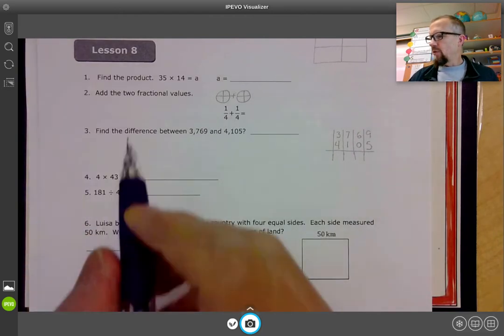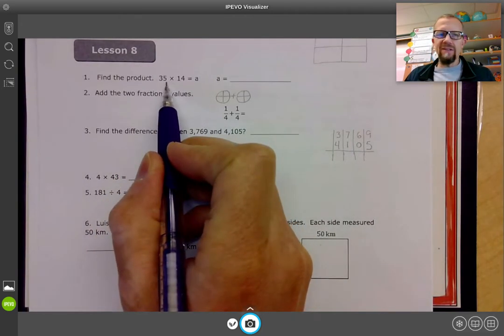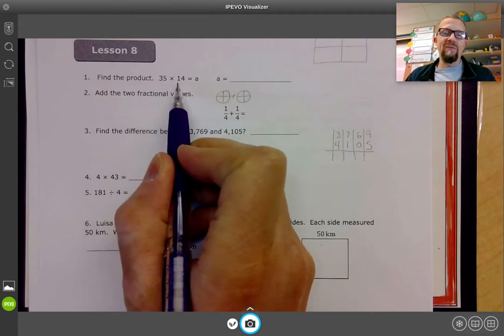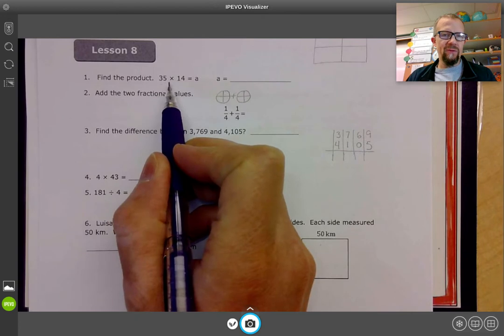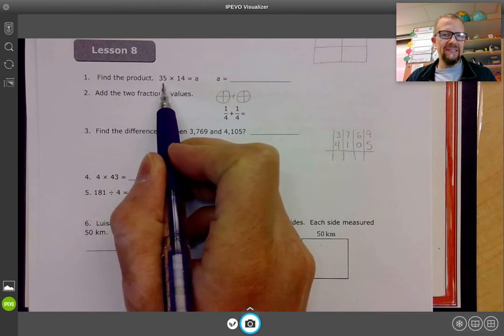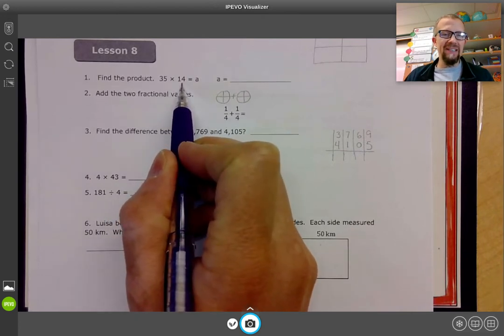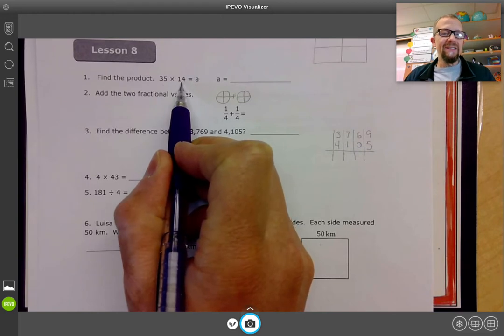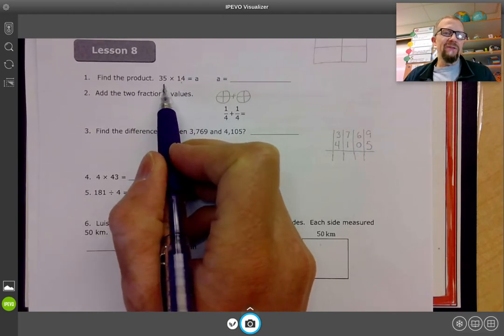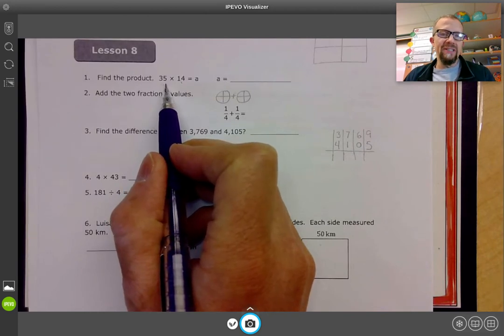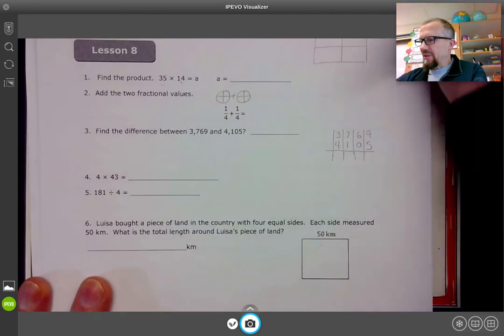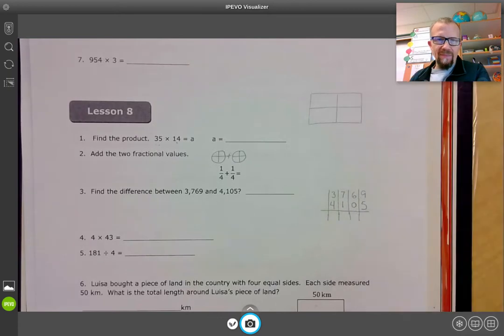So here we go. The number 1 says find the product 35 times 14, which you might be a little worried about. Maybe you had some trouble. You haven't seen double digit times double digit yet on these this year. So you could, of course, do 14 groups of 35 or 35 groups of 14. You could just add them all up. I'm going to show you another way to do it.